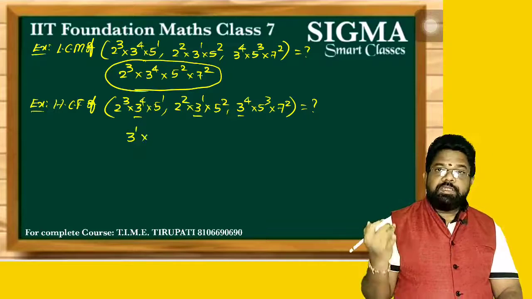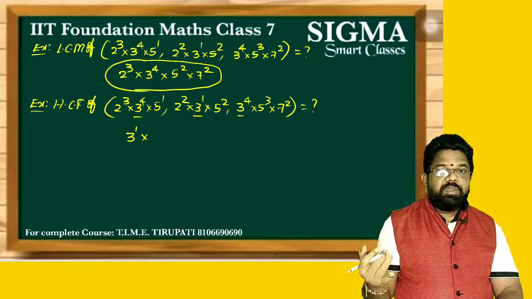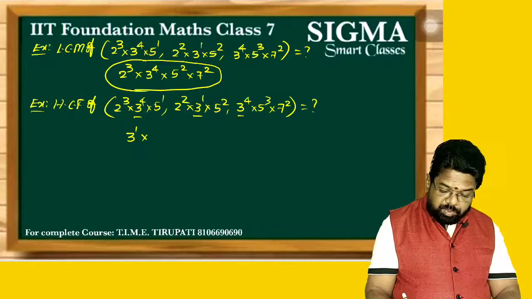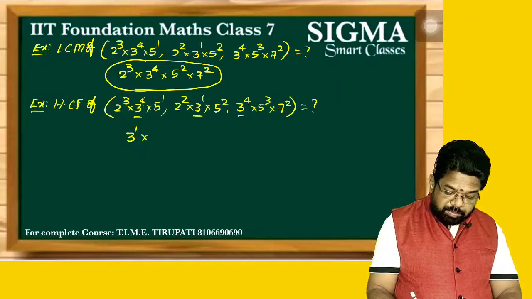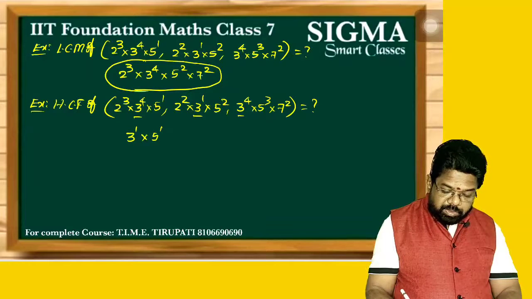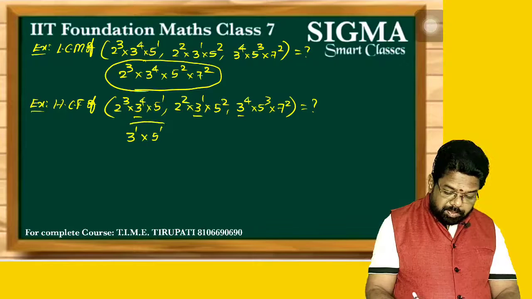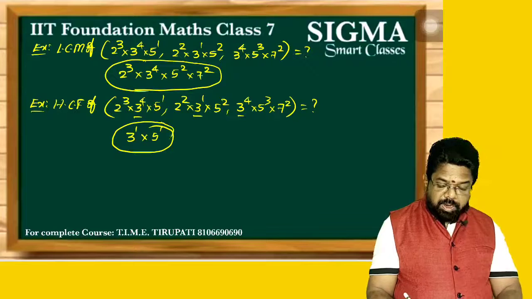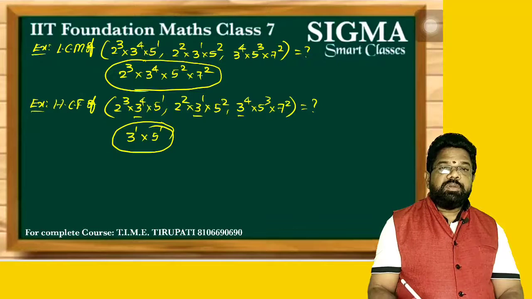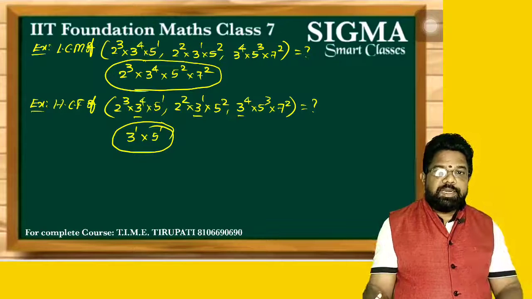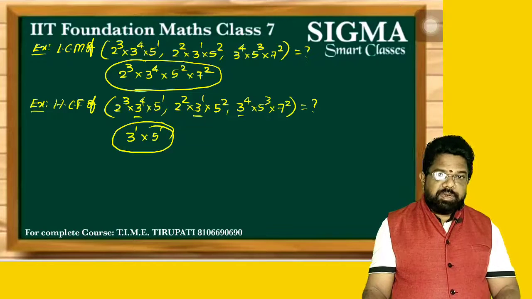So the first condition is that the value must be in each and every term. The second condition is that you take the least power. Now 5 power is in each and every term: 5 power 1, 5 power 2, 5 power 3. Which is the least? 5 power 1. There is no 7 in each and every term, it is only in the last term. So what is our answer? Only 3 power 1 into 5 power 1 is our answer. For this type of values where the product of powers is given, in this way you have to calculate the LCM and HCF.